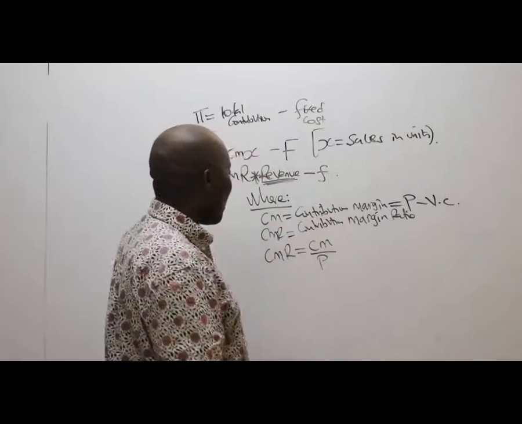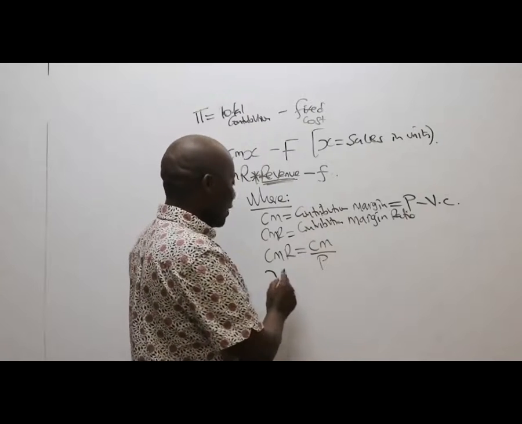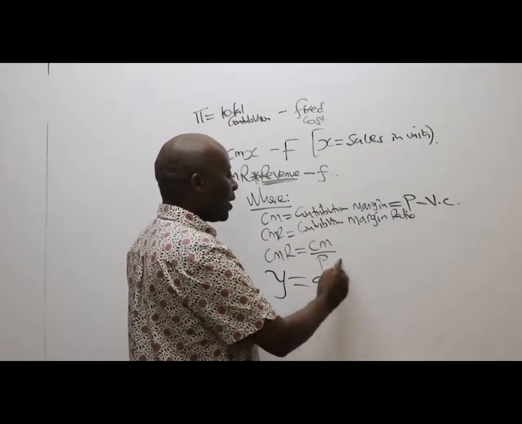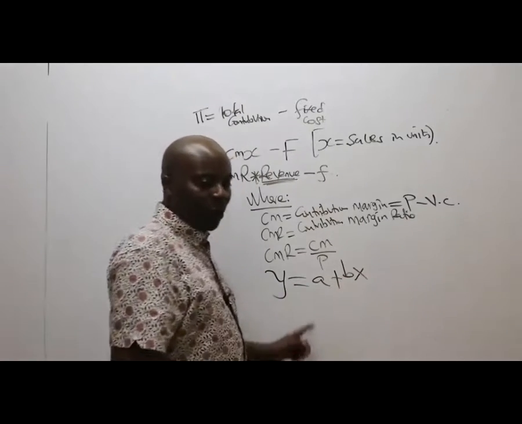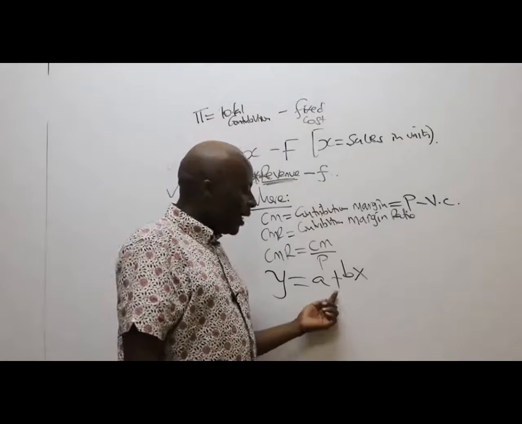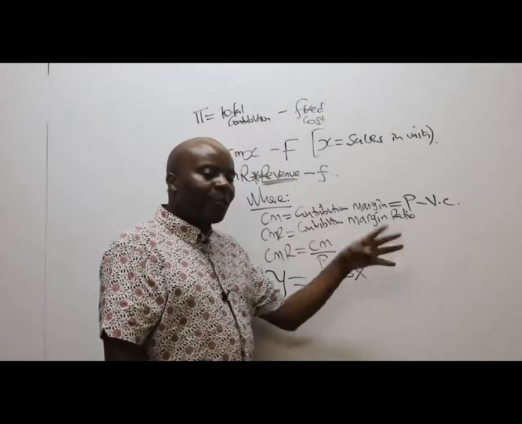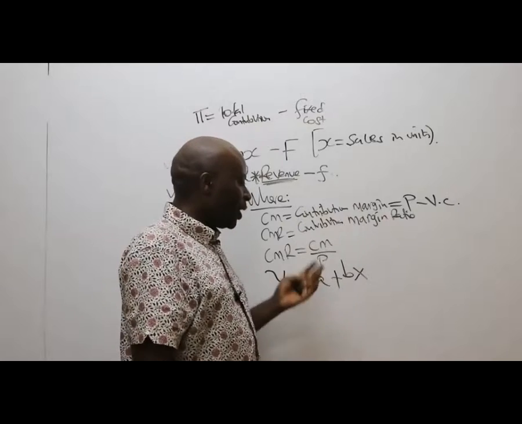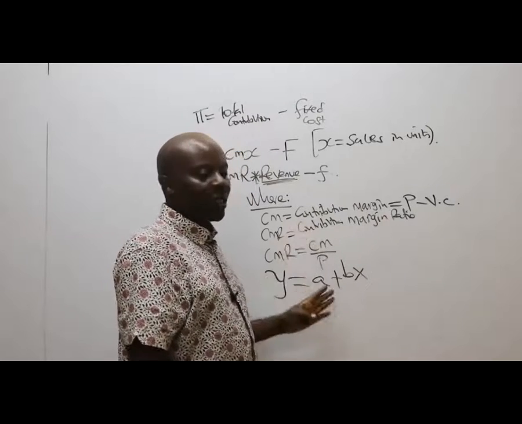And then remember that straight lines are the ones that behave like this. Y equals A plus who? Y equals A plus BX. That A is ever constant. The other aspects here can change, but A, which in this particular case is fixed cost, is constant.